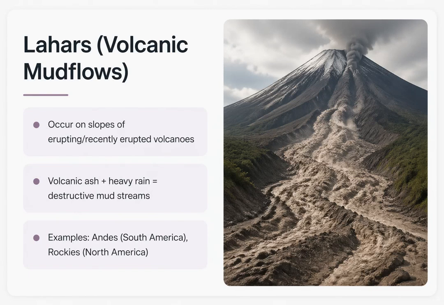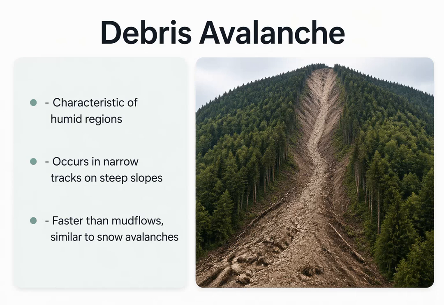A specific and terrifying type of mudflow is a lahar, which occurs on the slopes of erupting or recently erupted volcanoes. When heavy rains mix with loose volcanic ash, dust, and rock fragments, they turn into a dense slurry. These streams of mud flow rapidly down the volcano's flanks, causing massive destruction to human habitations below. Devastating lahars have been observed in recent decades, following eruptions in the Andes Mountains of South America and the Rockies in North America.